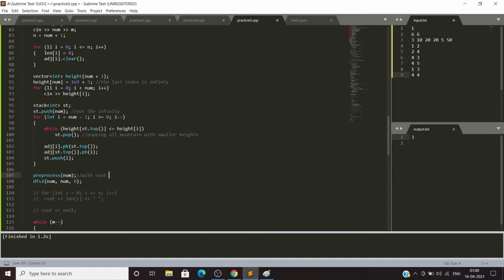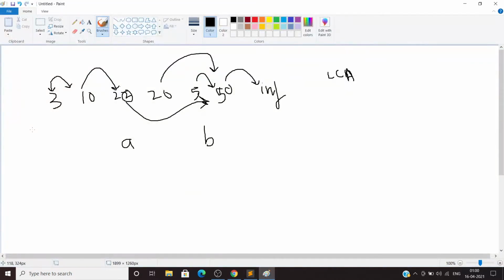Root last index. So let me show you the example. Let's mark these positions: 0, 1, 2, 3, 4, 5, and 6, and let's make the tree.